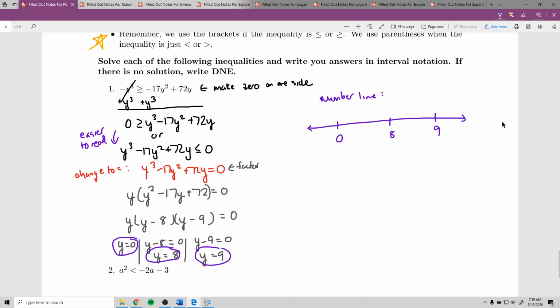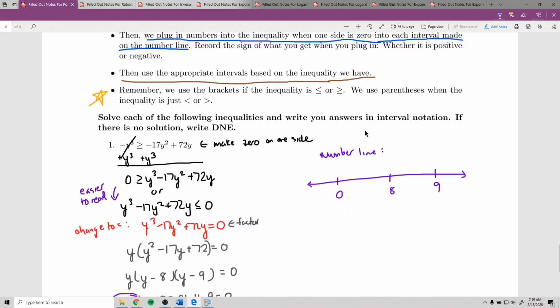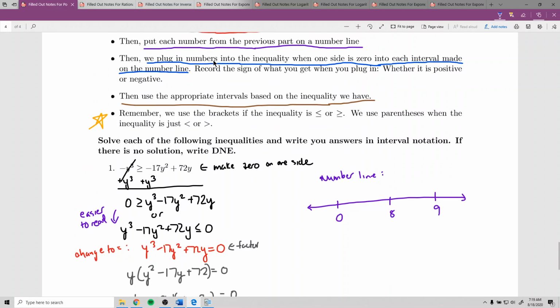All right, so we have our number line made, and now we want to plug in numbers between each one. This is why I did the example before like this with the absolute values. That's the only way to do this example. We plug numbers into the inequality. Now I'm going to plug them into here. Whatever numbers I choose, plug in here.